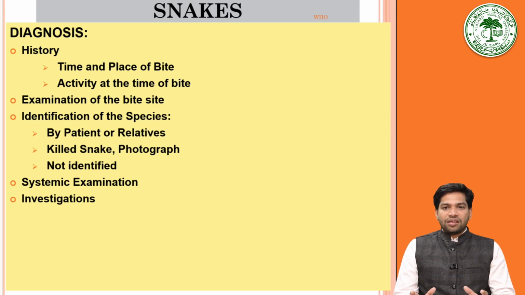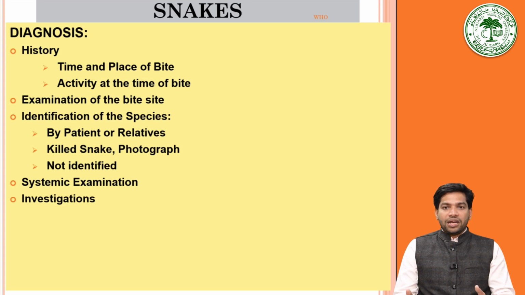So the history is very important. You should take the proper history of the time and place of the bite, and then the activity at the time of the bite. You should examine then the bite site. You should look for all the puncture marks and all the local signs and symptoms.